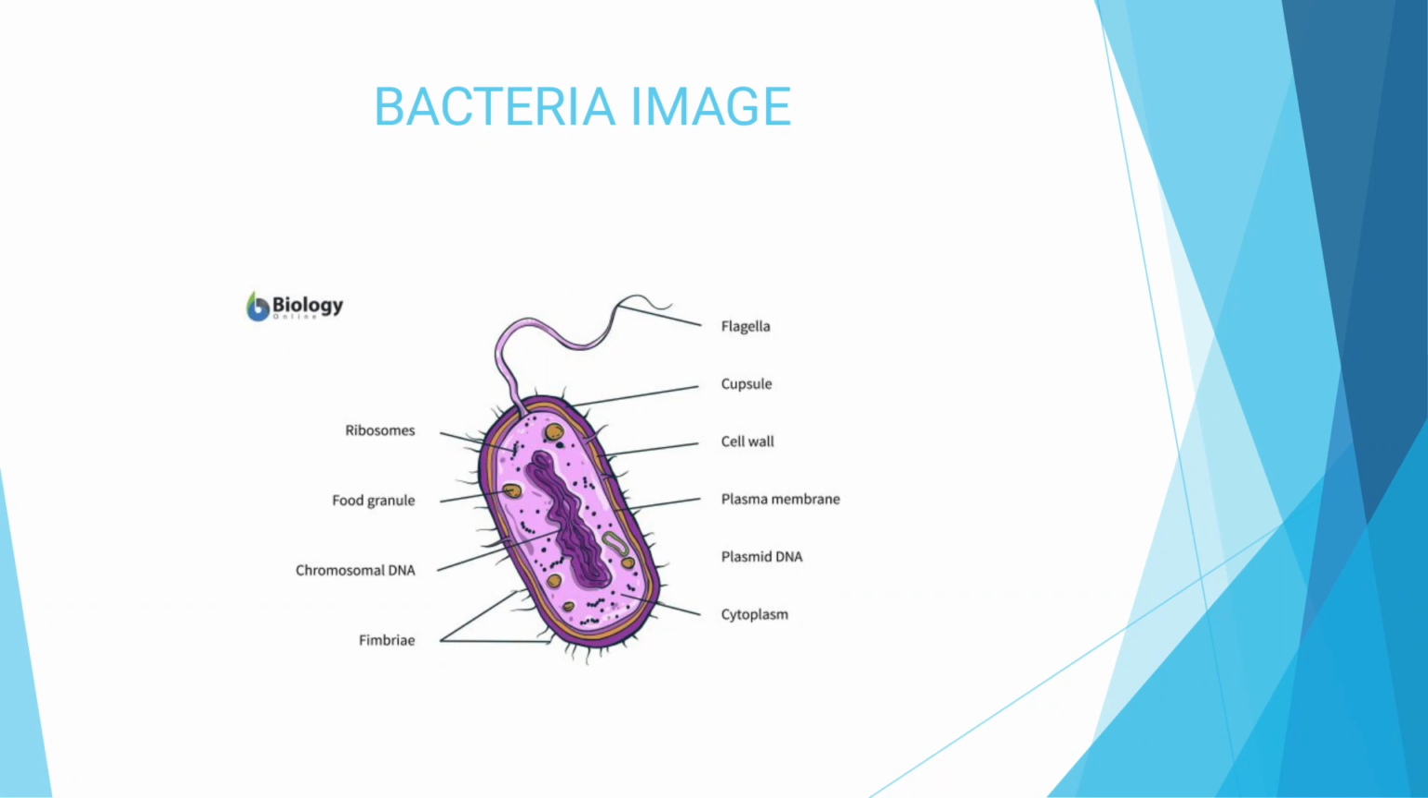This is the structure of a bacteria. The bacteria has a flagella for motility, then it consists of a cell wall for protective covering, and the plasma membrane. Inside the plasma membrane all the organelles are suspended. Then cytoplasm is there, then fimbriae are for attachment, then DNA will be there, then ribosome is for protein synthesis.